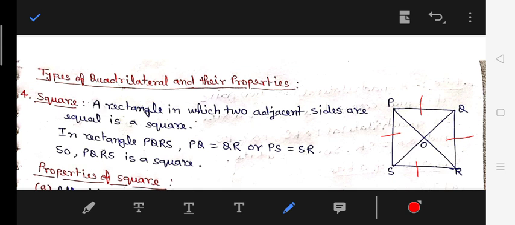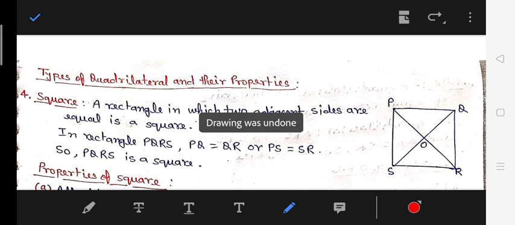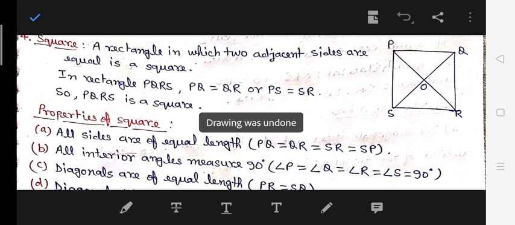And in the rectangle all the angles are 90 degrees. So angle P, angle S, angle R, angle Q, these are 90 degrees. So that is a square, in which all the angles are 90 degrees and all the sides are equal. So that is called a square. Now next one, its properties. So here, properties of a square.